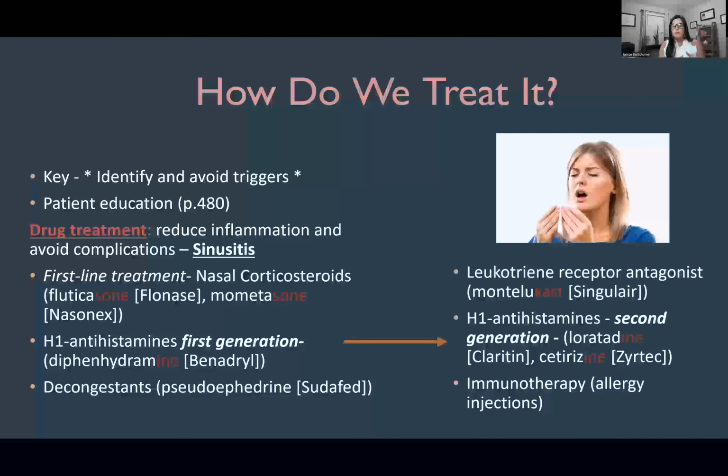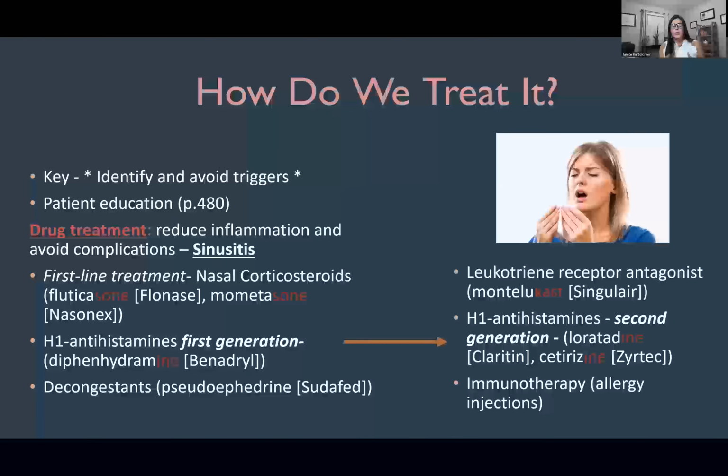Now we have first generation and second generation antihistamines. The first generation is your commonly known Benadryl, diphenhydramine. They end in "-ine". And now the problem with these first generation antihistamines is that they make you drowsy. And so they make you sleepy. You can't operate heavy machinery and stuff like that.